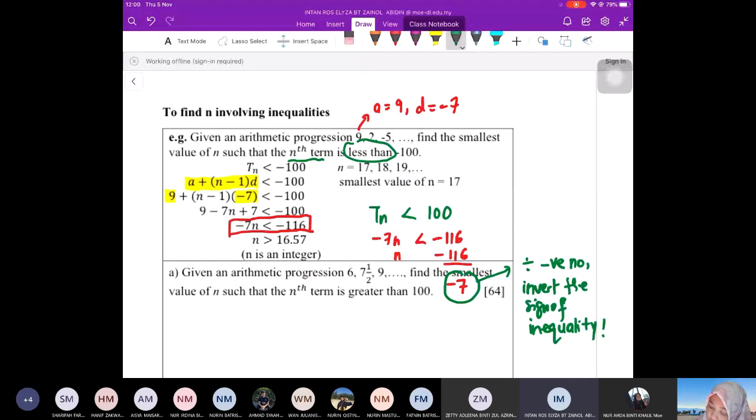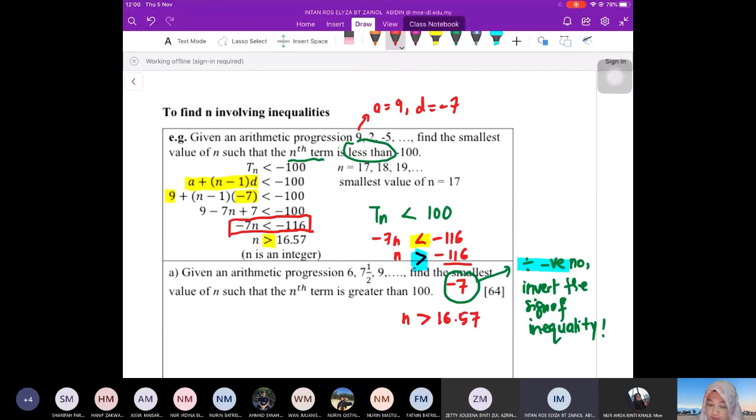Remember, when you divide with negative number, invert the sign of inequalities. Sebab tu kalau kita tengok kat sini, kenapa tiba-tiba daripada less become greater, you all macam tak pelik ke? Sebab apa dia jadi less become greater? Sebab nampak last kali tu, n greater than 16.57. Kenapa? Because when you divide with negative number, you have to invert the sign. So from less, dia becomes greater. Lepas tu you dapat decimal, n greater than 16.57. Saya kata tadi n must be integer.